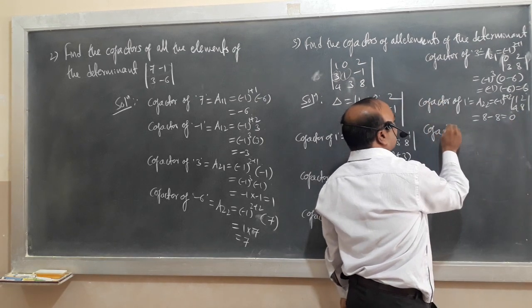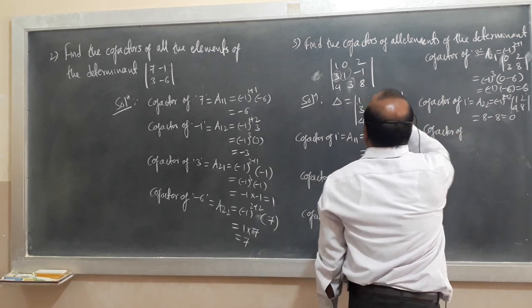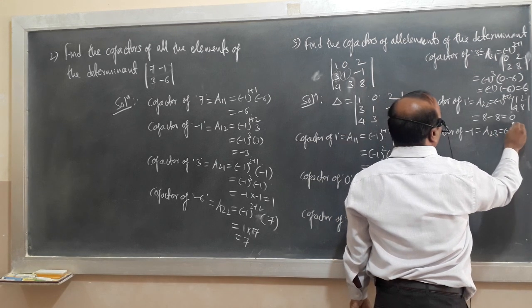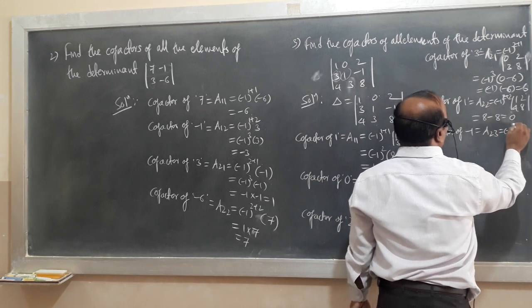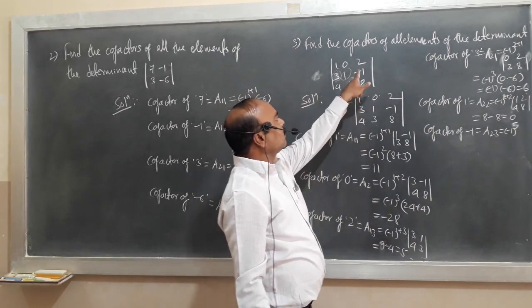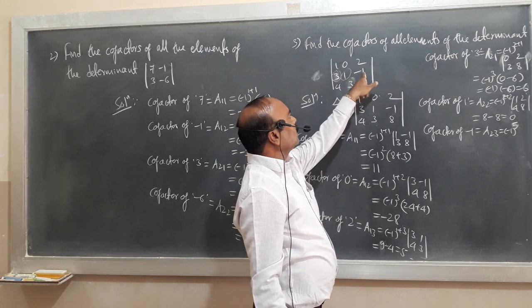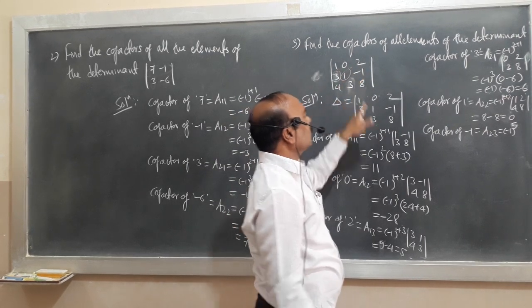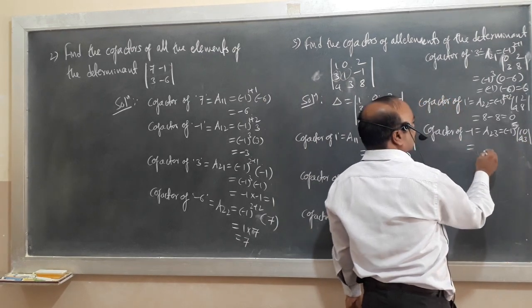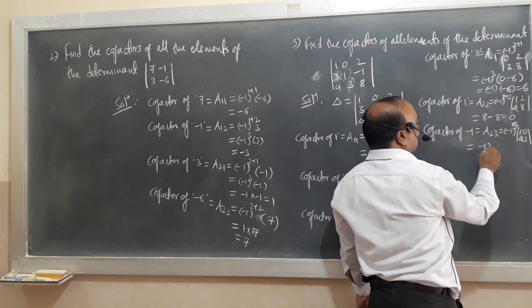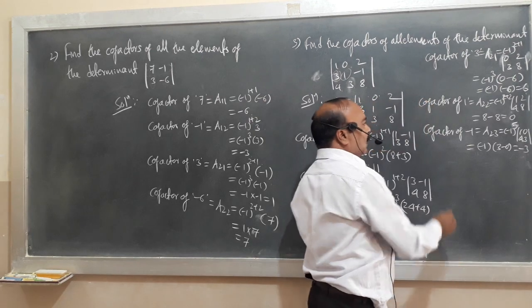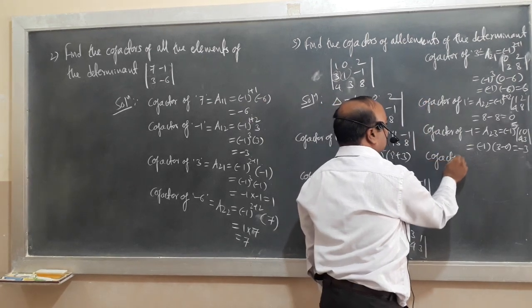Next, cofactor of minus 1, it is a23. It is minus 1 power 2 plus 3, it is 5, into the determinant of this. Deleting this row and this column, we get 1 0, 4 3. It is minus 1 power 5 is minus 1 into 3 minus 0. Answer is minus 3.